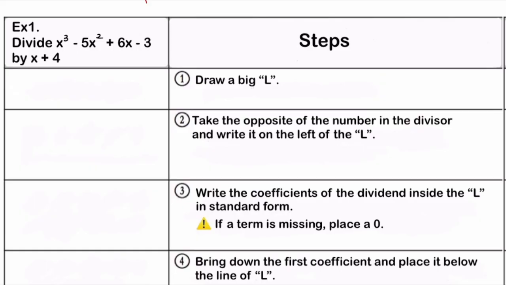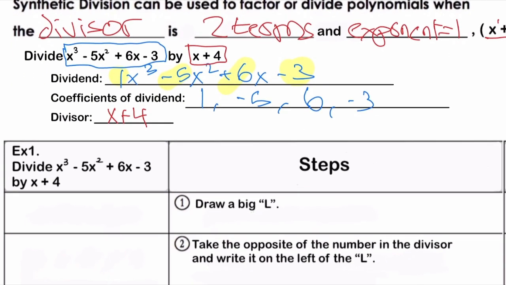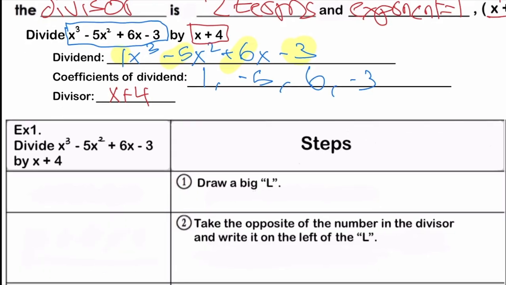All right, so now we're going on to our example here for our steps. We're only doing example 1 for now. We'll do example 2 together in a second. First, we're just going to go through all the steps. This is synthetic division. This is the exact problem we had up here. Divide x cubed minus 5x squared plus 6x minus 3 by x plus 4.